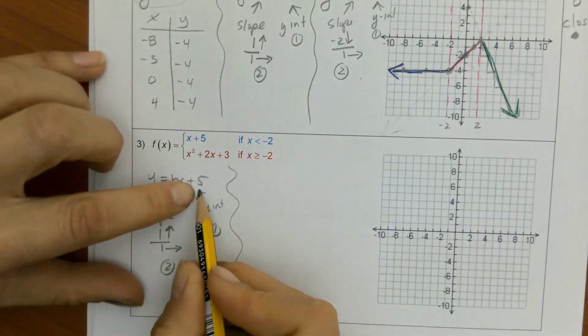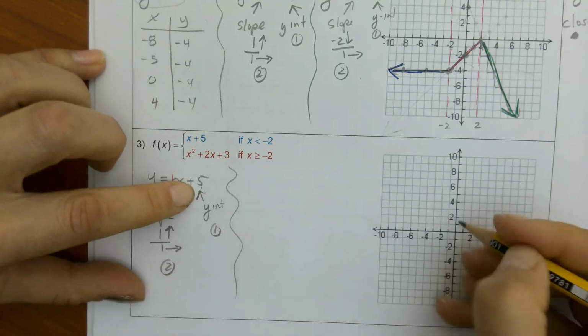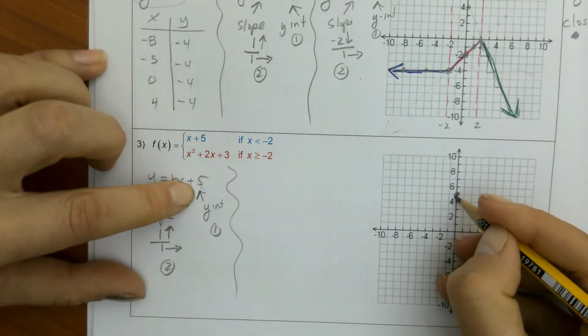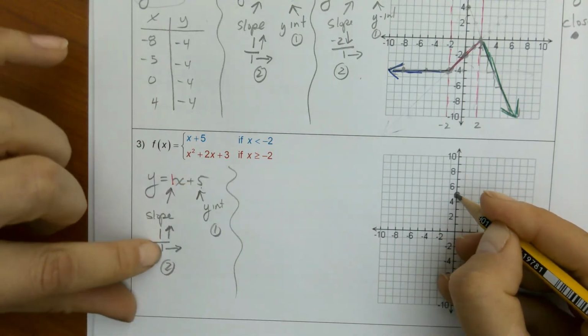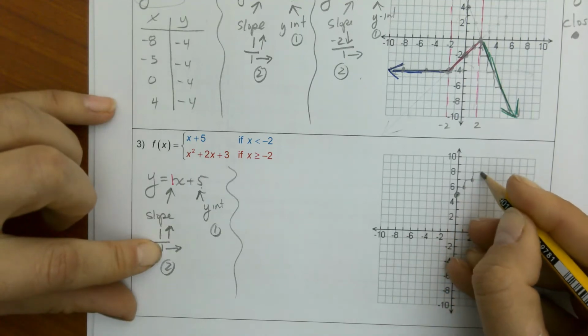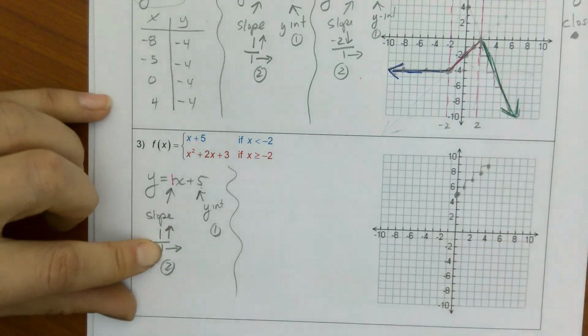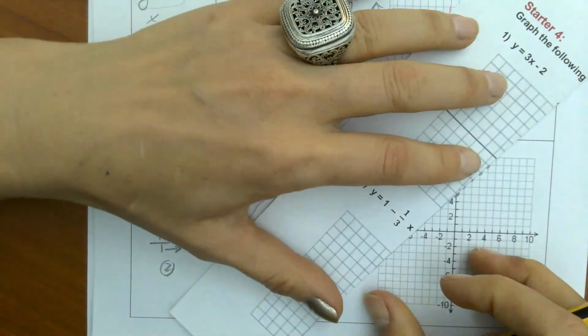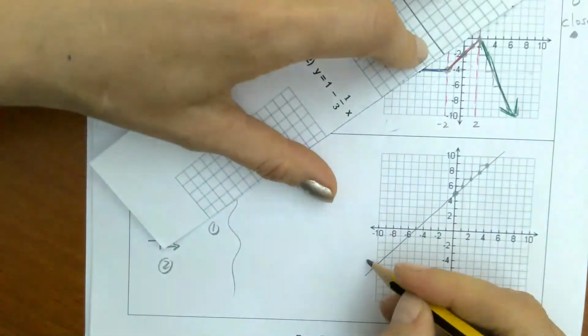Put a point at 5 on the y-axis. Now stay there. Now it says go up 1, right 1. Up 1, right 1. Up 1, right 1. Up 1, right 1. There. That's enough points. Now I can draw my nice line.